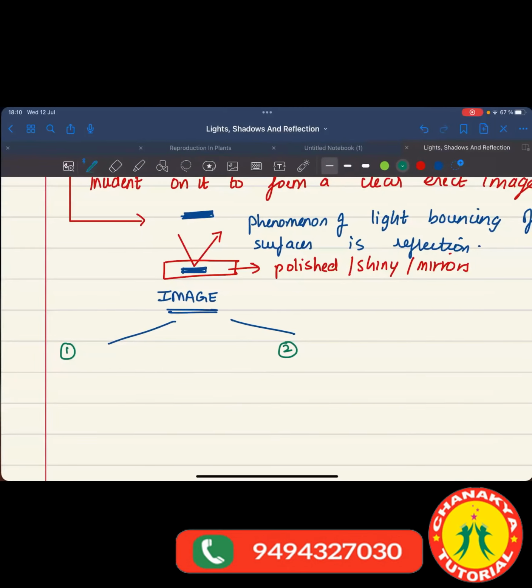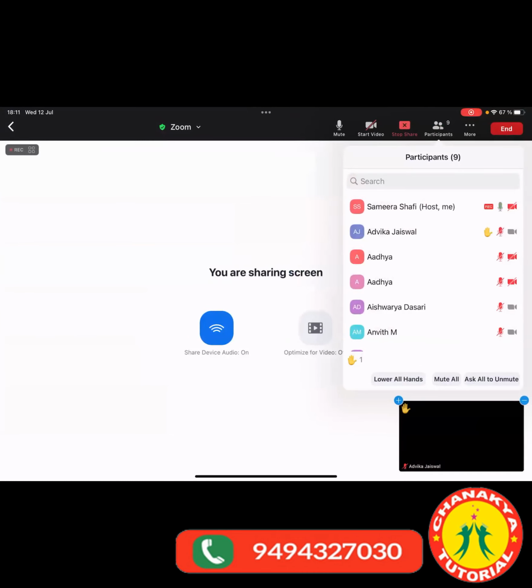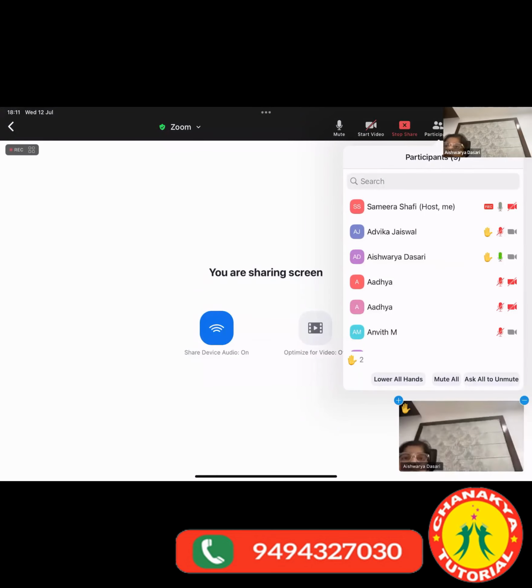Okay. So one is this image, this object you see over here. Ma'am, can I try? Yes, Advika. Ma'am, is it reflection or refraction? I'm just asking you two types of images. Reflection and refraction are two different properties. That's completely different. Yes, Aishwarya. Ma'am, I think shadow and image. Good try, but it's not that. Anybody else?